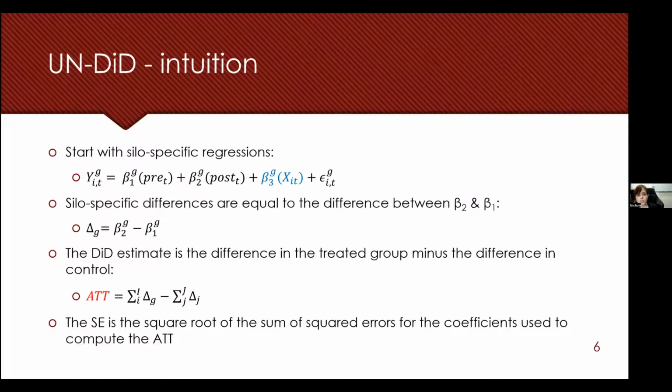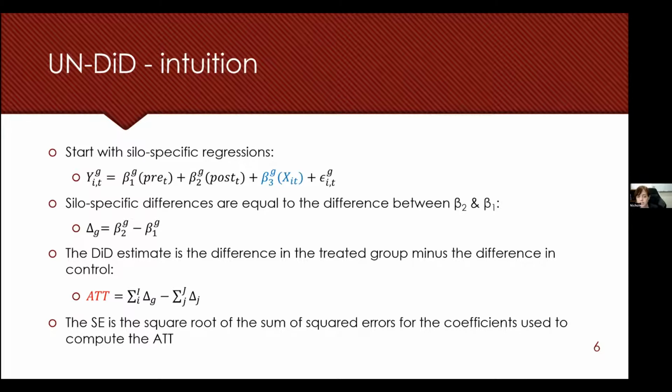So here's the basic intuition behind this novel method, behind undid. Again, we're in a situation where we cannot pool these data for analysis. So we're going to start there and deal with everything within silos, within provincial silos, for example. So we'll start with silo-specific regressions. In this case, we're going to go to each individual province that's involved in the analysis, and we'll look at their pre-coefficient, the post-coefficient, their beta 3, so the varying coefficient. And then the silo-specific differences are going to be equal to the difference between beta 2 and beta 1, right? So the post and the pre, and that gives us our deltas within silos.